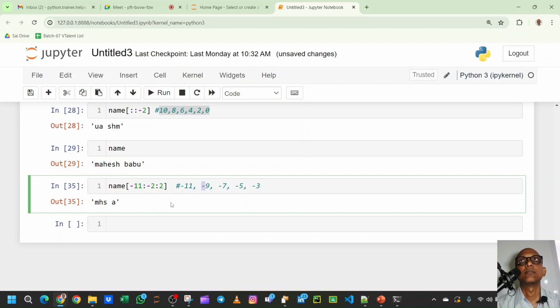Clear? Because if this topic is clear, exactly the same concept is applicable for list and tuple also. There is no change. Exactly the same. Anyone have any questions on this slicing? The logic is important. What is the logic? It always starts with the starting index, and at some point it should reach the ending index. If it is not reaching the ending index, then it's not a proper index value you are providing. Simple. Clear? Anyone have any questions?